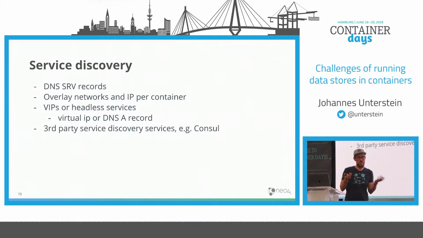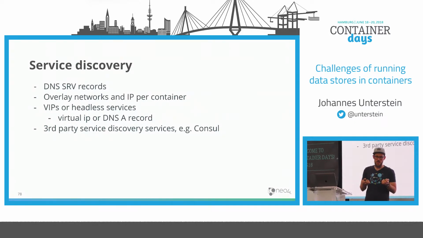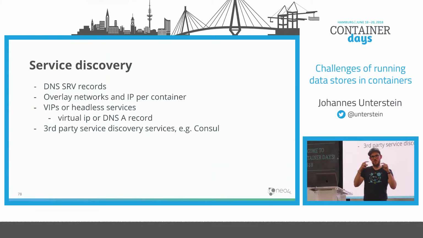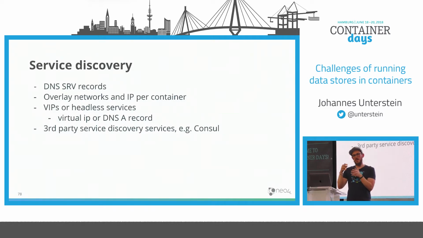So you basically have different options to connect to your data store. If you're in Kubernetes or Mesos, you will get a DNS SRV record, and DNS SRV records are about resolving the IP as well as the port for a service. Or you could use overlay networks and IP per container. And if you're in Kubernetes land or Mesos land, you can combine those and have VIPs or overlay networks or headless services. And what you get is IP per container, with your default port, and the resolving of a proper DNS A record pointing to all the containers behind a service, for example.